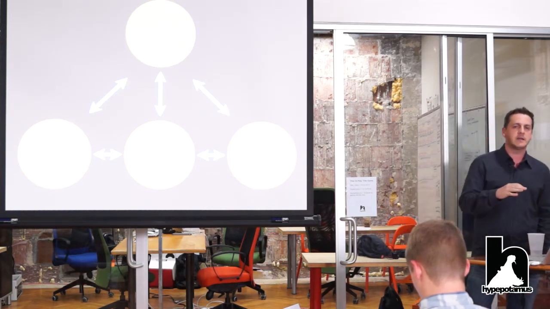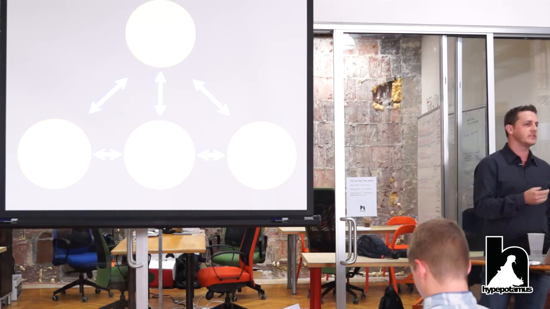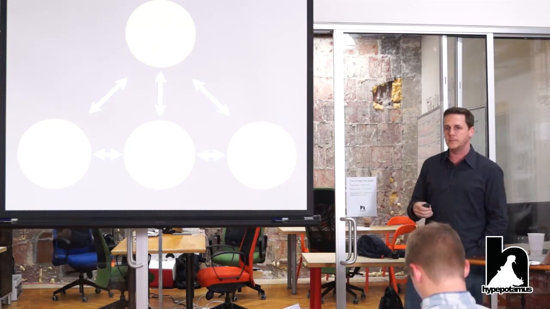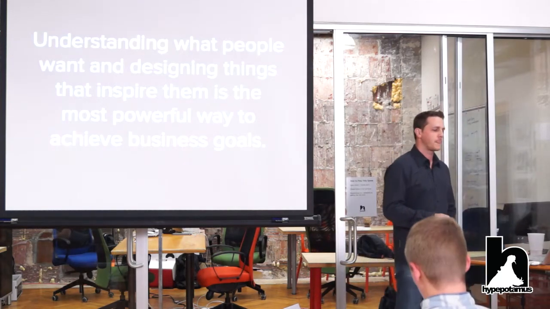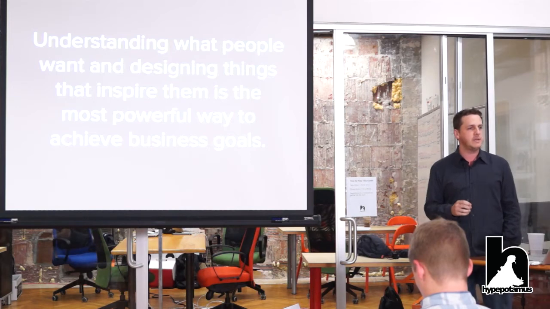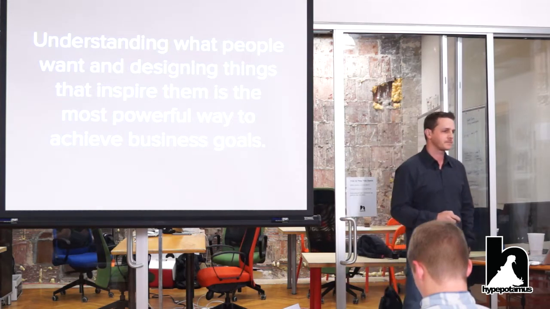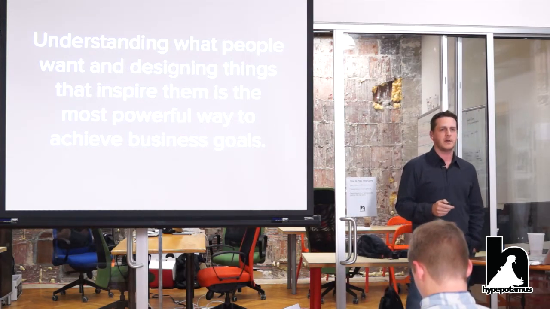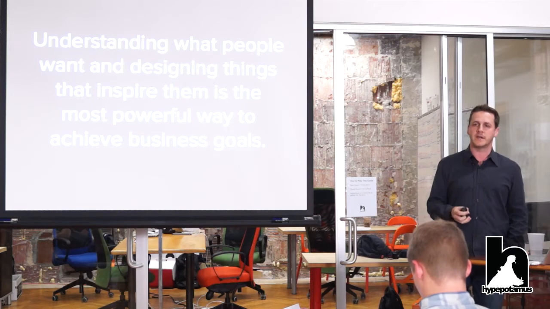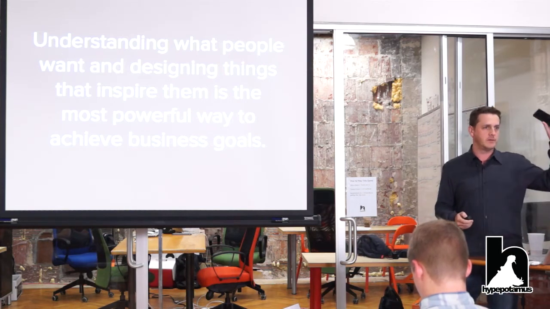And in order to understand how to communicate your unique value and how you reduce friction and why your design is better, you have to understand the audience that you're marketing to. You have to understand the people who are going to be using this product or service. Because understanding what people want and designing the things to inspire them is the most powerful way to achieve your business goals. When people identify with why you're doing what you're doing, why your product is better, and you can communicate that clearly and effectively, they will buy. And they will tell their friends, and their friends will buy. How many of us have one of these things?